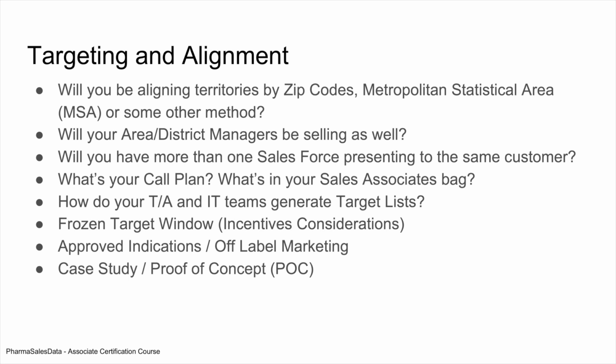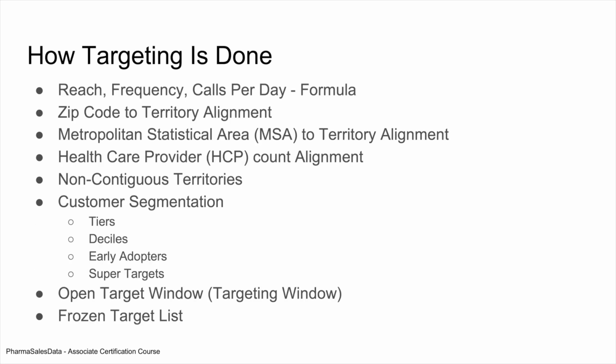Also, some other targeting and alignment considerations are the approved indications and off-label marketing. We talked about that as well. And oftentimes, a company will go through a case study or a proof of concept where they'll put out 8 or 10 sales associates that are going to speak on a launch product or some other kind of product. And then based upon what happens, they will build out their whole targeting and alignment system based upon that proof of concept.